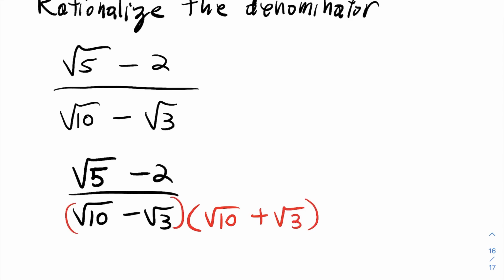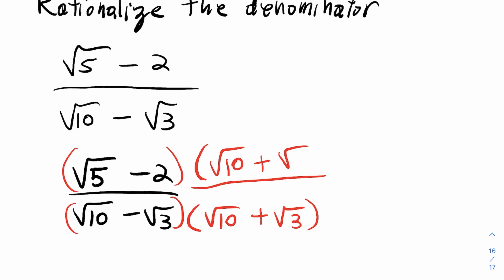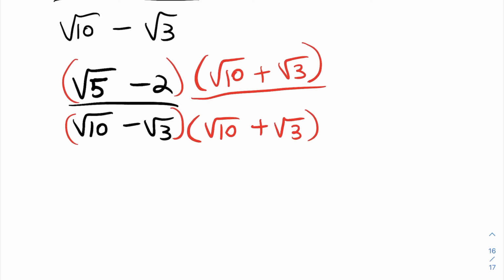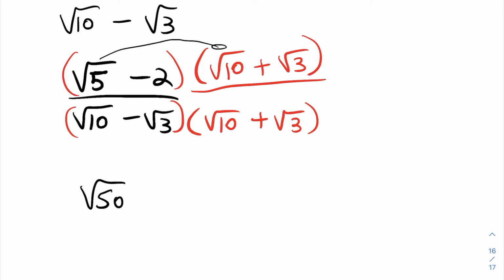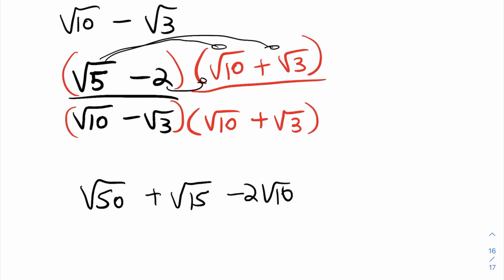So you multiply the top and bottom by that, otherwise it won't remain an equivalent expression. We have to do the same thing to the bottom that we do to the top. Essentially, what we're doing is multiplying by 1. Everything in red just represents 1 because it's something divided by itself. So I FOIL both of these then. If I FOIL the top, I get the square root of 50, this times this, plus the square root of 15, this times this, minus 2 square roots of 10, this times this, and then minus 2 square roots of 3, this times this.